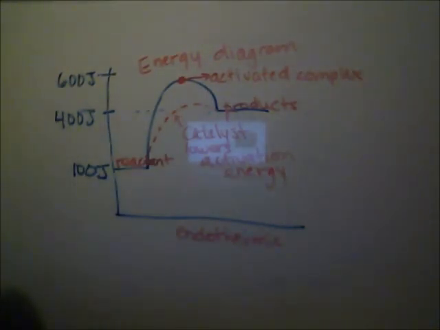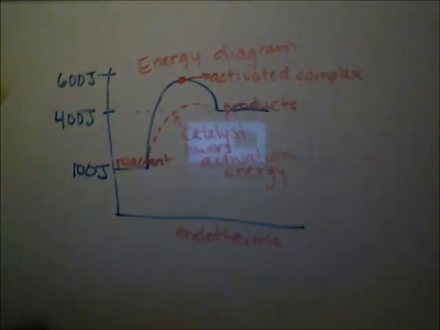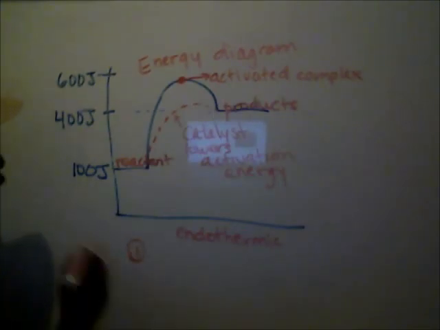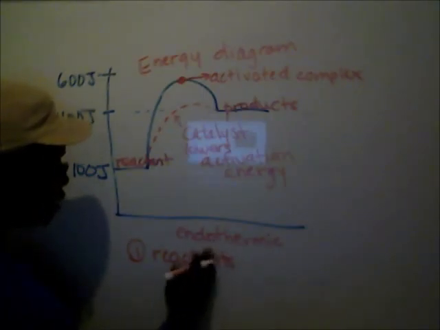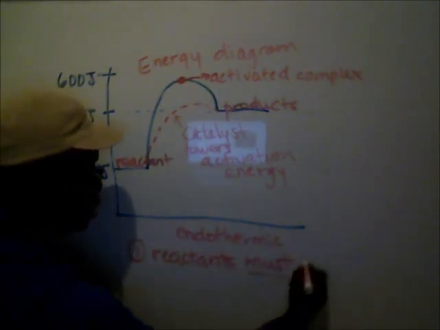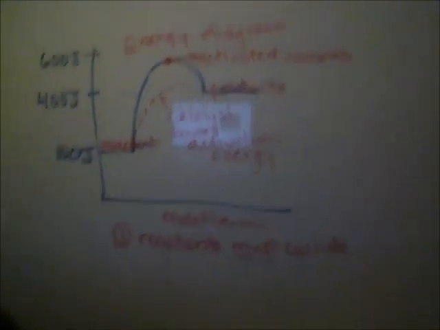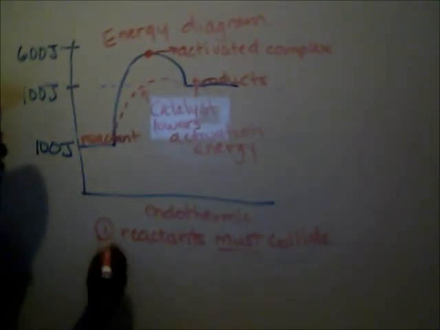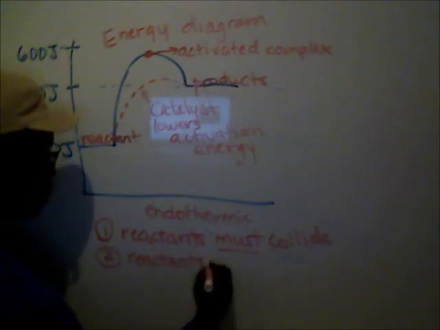Okay? The other thing to keep in mind is you might ask, why do we have this big hill? Why can't we just go straight from reactants to products and draw a straight line that way? Well, in order for a reaction to happen, there are two important things that have to happen. One, the reactants have to hit each other. So reactants must collide, which kind of makes sense. You can't cause something to change if they don't interact with each other or hit each other. So you need the reactants to collide, and you also need the reactants to collide with enough energy. So they must have enough energy.